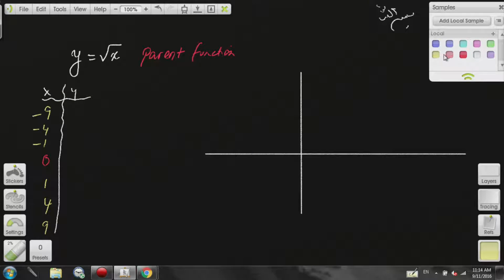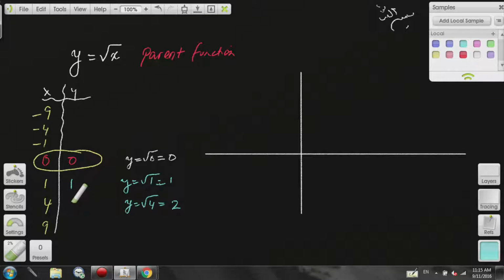So when x is 0, what's the value of y? Well, you just substitute 0 over there. You get y equals square root of 0, and that's 0. So when x is 0, y is 0. That's easy enough. When x is 1, y is square root of 1, and that is 1. When x is 4, you substitute 4 over there. y equals square root of 4, and that is 2. And when you put 9 over here, y equals square root of 9, then that's 3.